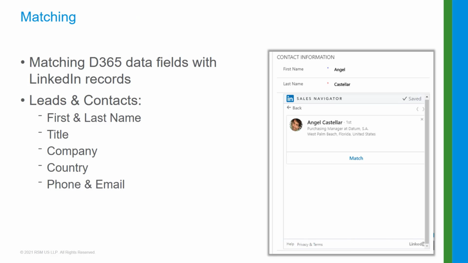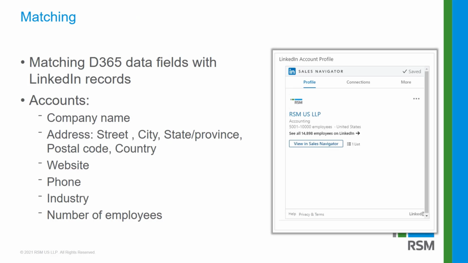And I kind of wanted to talk a little bit about what some of the fields are that are used to automatically match the lead and contact, right? So they're looking at first name, last name, title, company, country, and then phone and email. So like I said earlier, it also matches these company profiles with accounts in Dynamics 365, right? And those fields are company name, the full address, right? Website, phone, industry, and number of employees as well.